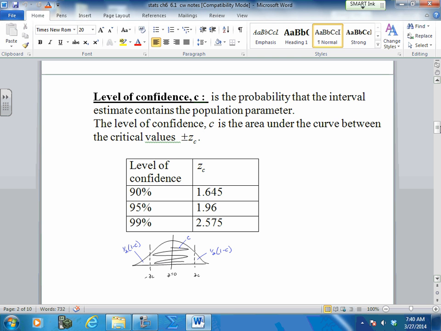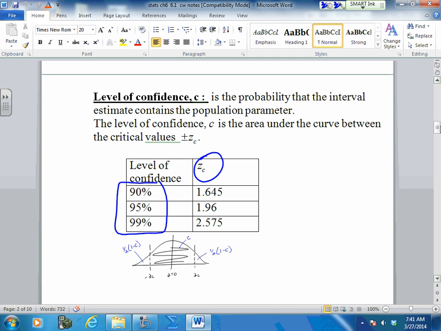If I want to be very confident, I'm going to make my margin a little bit larger. If I want to be less confident, I can narrow it down a little bit. So we use a z-score to help us find the level of confidence. Now, this z-score is associated with your level of confidence. And feel free to add to this table, because especially for homework, you're going to see the same ones over and over again.